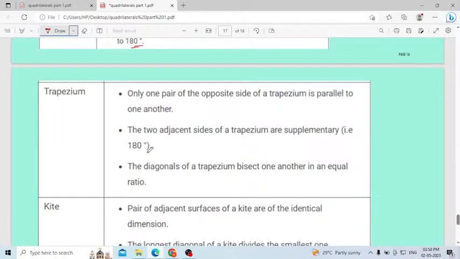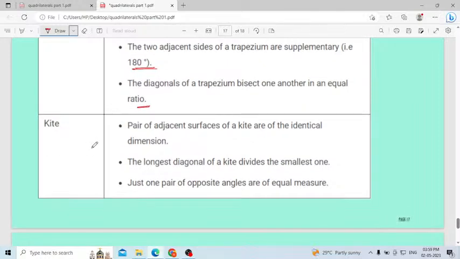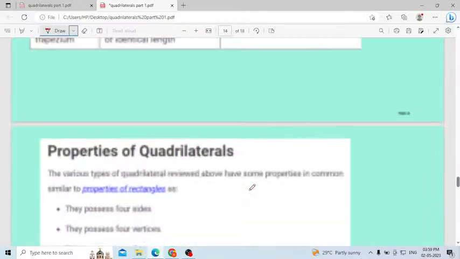Then coming to the trapezium, it contains only one pair of parallel opposite sides. Okay. Adjacent angles are 180 degrees. That one you have to remember. Then the diagonals of a trapezium bisect one another in a ratio. Then coming to the kite, two pairs of adjacent sides of a kite are of identical measurement. The longest diagonal of a kite divides the smallest one. Just one pair of opposite angles are equal in measure. Already I explained everything in detail. Revision notes I will provide, don't worry.